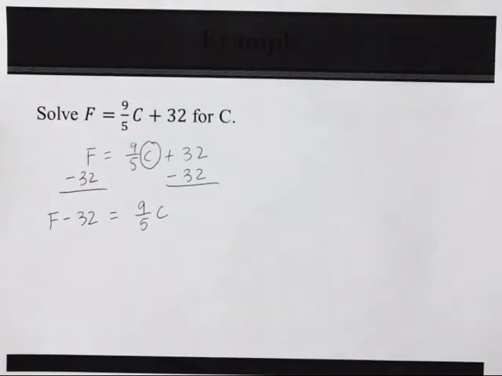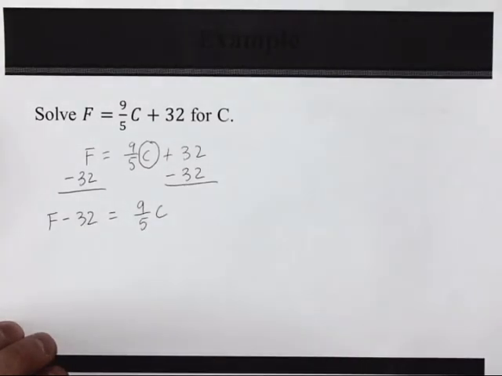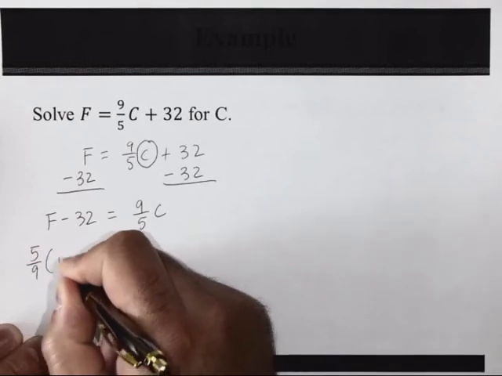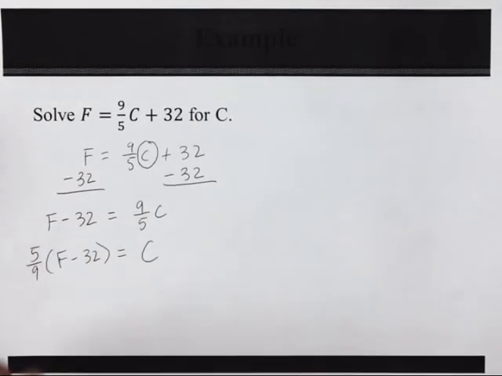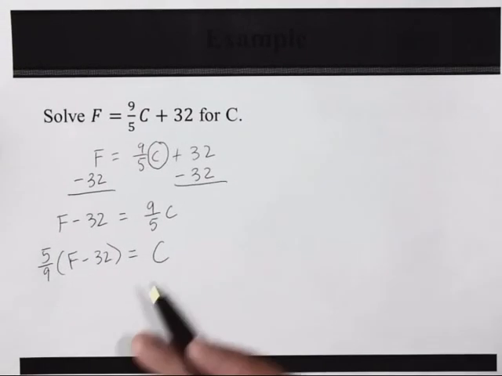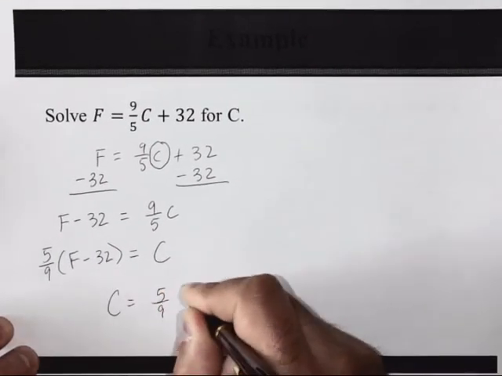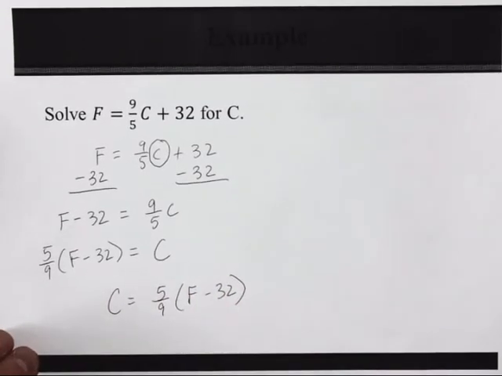Okay. And then I want to, once again, get rid of this fraction. So I would multiply by the reciprocal, which is 5/9. So I'll multiply both sides by 5/9. And so now this formula would be solved for C. C equals 5/9 times F minus 32. So if I have the temperature in Fahrenheit, I can quickly plug it in here and solve for Celsius.